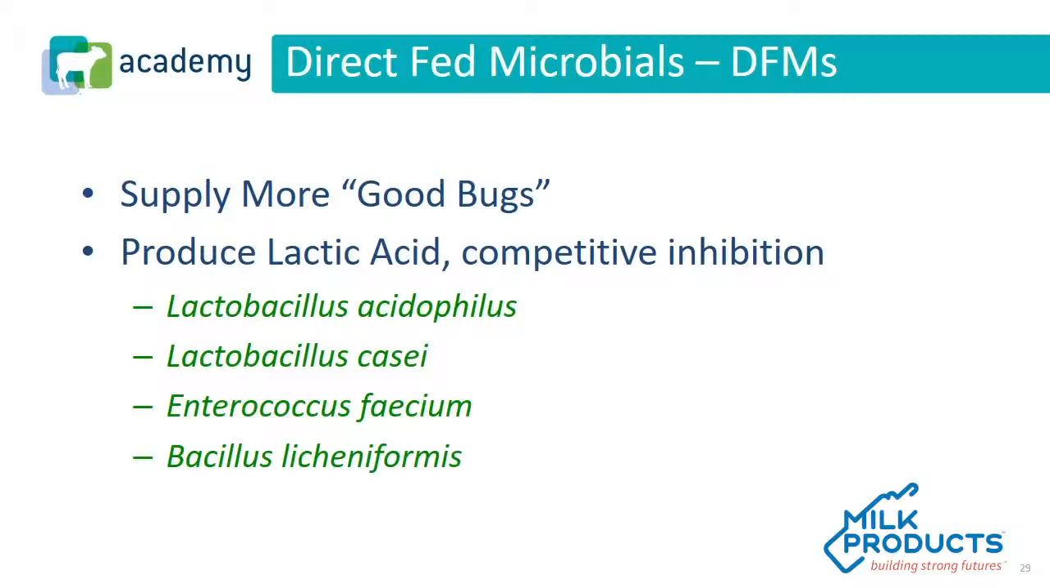Additionally, the good bugs, Lactobacillus acidophilus, Lactobacillus casei, Enterococcus faecium, and Bacillus licheniformis, all have the competitive advantage of producing lactic acid. Lactic acid lowers the pH in the small intestine, which is beneficial to good bacteria and detrimental to pathogens or disease-causing bacteria. Also, if you populate the small intestine with good bacteria, just by competitive exclusion alone, the pathogens are kept at a minimum.